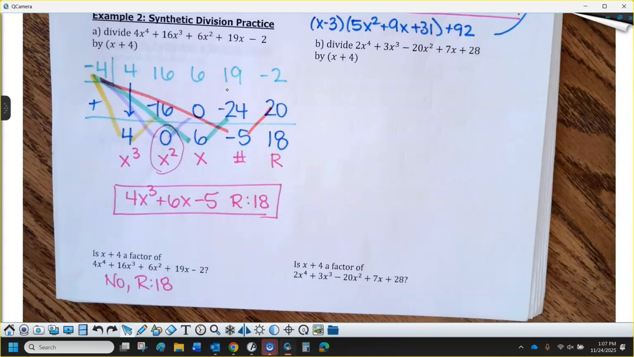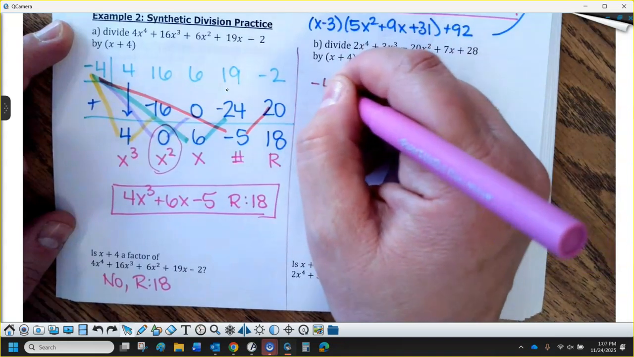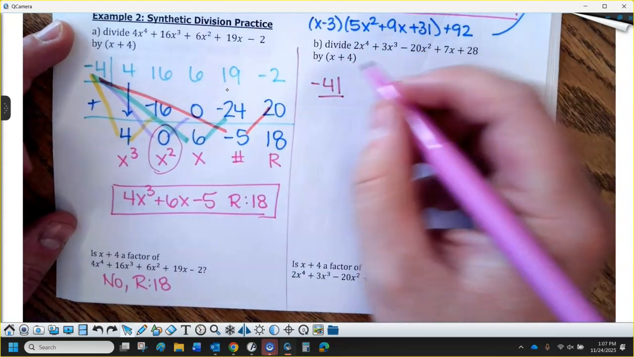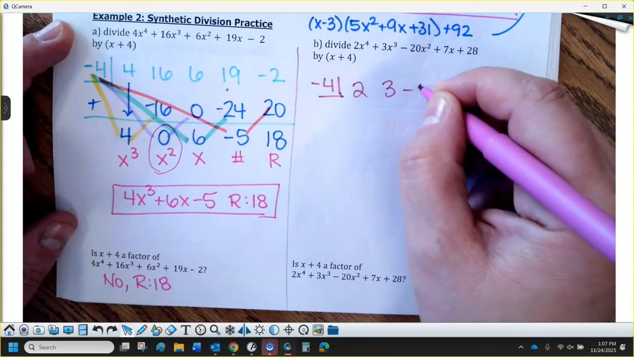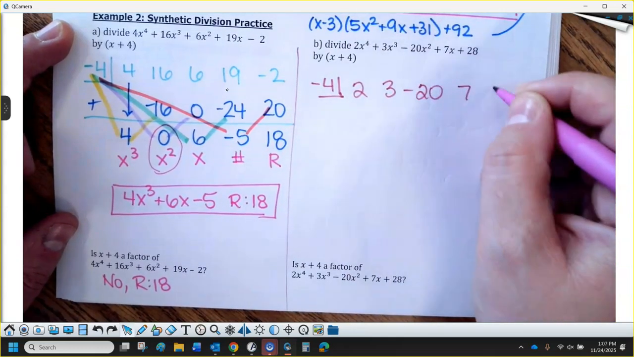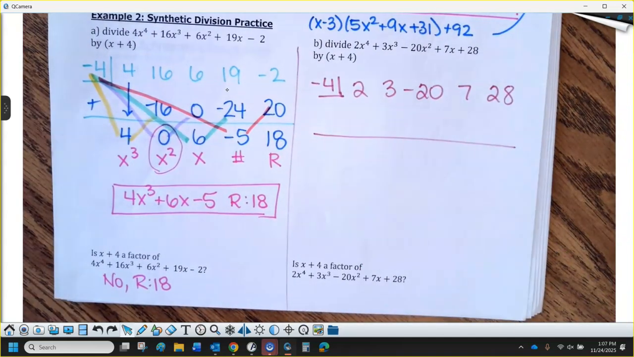And we're actually going to divide by the same thing on the next question, but we're going to use a different polynomial. All right, so again, you're just going to switch up. This is x plus 4. Change that to negative 4. That just allows us to add. Write down your coefficients. So we got 2, 3, negative 27, and 28. Leave yourself a little bit of space.